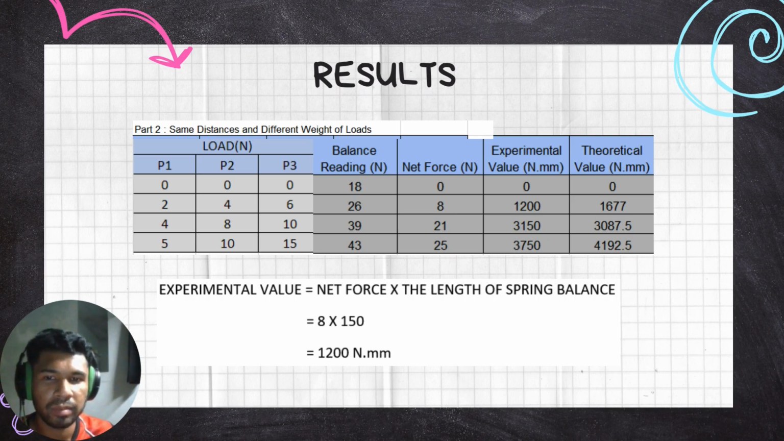Okay, for the experimental value, we use the same formula as before, which is net force multiplied by the length of spring balance, and we get the experimental value equal to 1200 Newton millimeter.